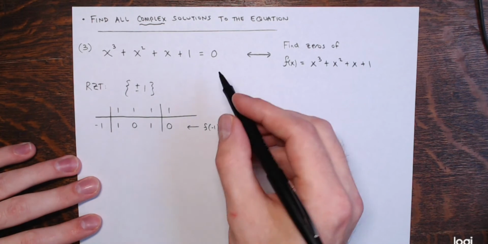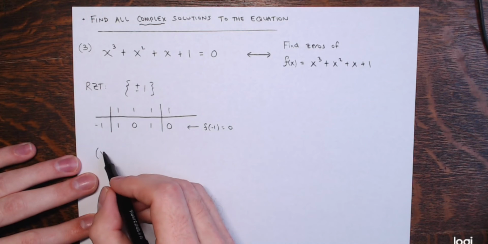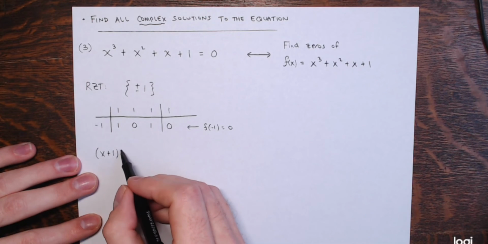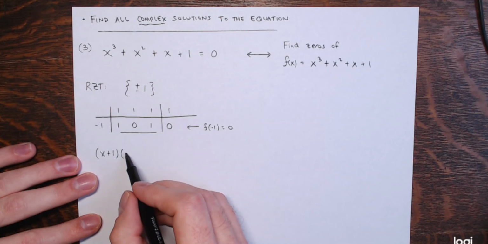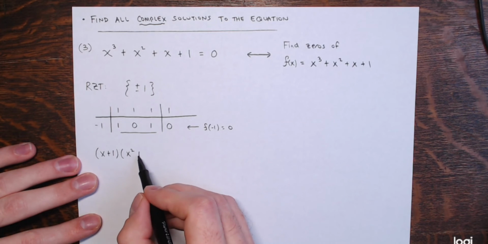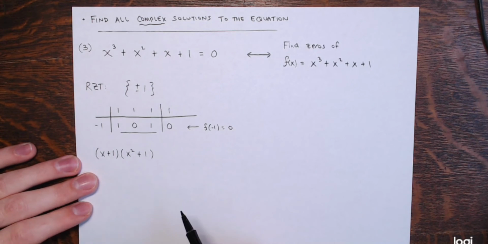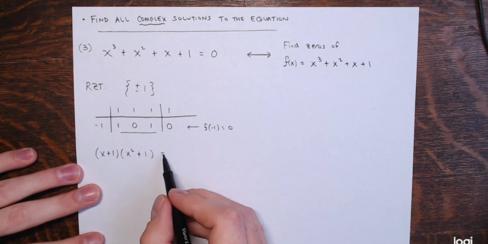So I can very easily factor this now. This factors to x plus 1 times, and then these give me the coefficients of the quotient, x squared plus 1. And we have this set equal to 0 here.